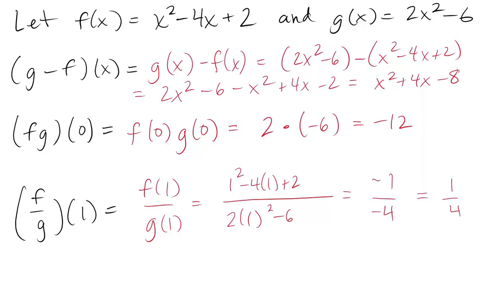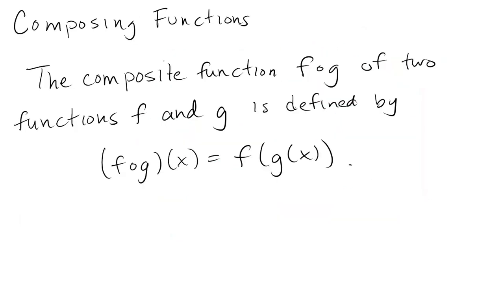The other operation we're going to talk about is something that you don't do with numbers. You just do this with functions. It's called composition. We're going to talk about composing functions. The composite function f circle g, you read this notation as circle. Please don't say fog. That doesn't say fog.